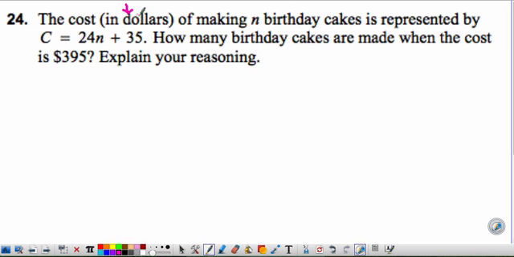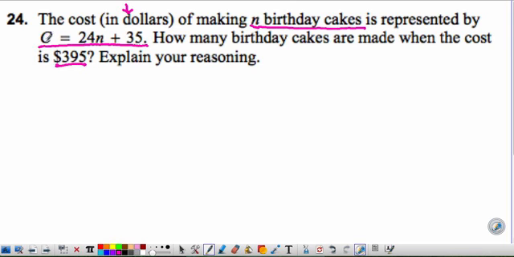The cost in dollars of making N birthday cakes is represented by C equals 24N plus 35. Thankfully, they gave us the equation this time. We don't have to try to figure it out. How many birthday cakes are made when the cost is $395? So I need to plug this $395 in. Where am I going to put it? For C or for N? That's my only two options.